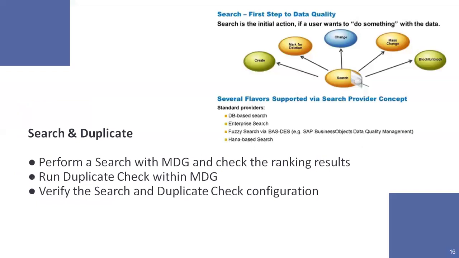Next is search and duplicate check, where we will mainly talk about HANA based search, because our system is S/4HANA MDG 2023. So with this latest version, we will mainly focus on HANA based search, including the duplicate check configurations. And we will also talk about the other searches, like database search and enterprise search, how database search works, how enterprise search works, etc.